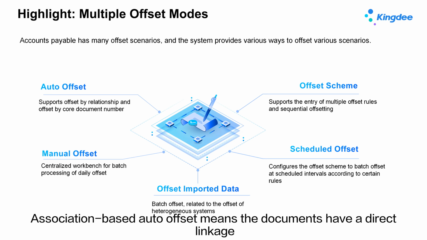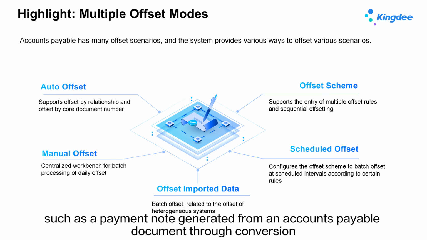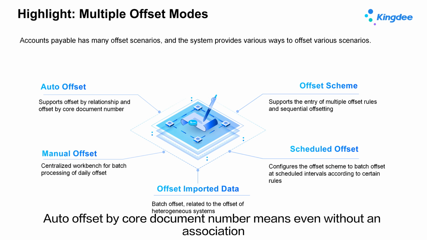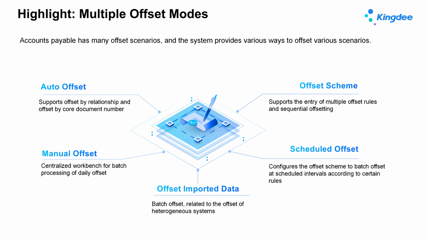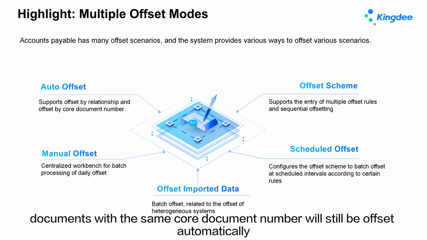Association-based auto offset means the documents have a direct linkage, such as a payment note generated from an accounts payable document through conversion. Auto offset by core document number means, even without an association, documents with the same core document number will still be offset automatically.